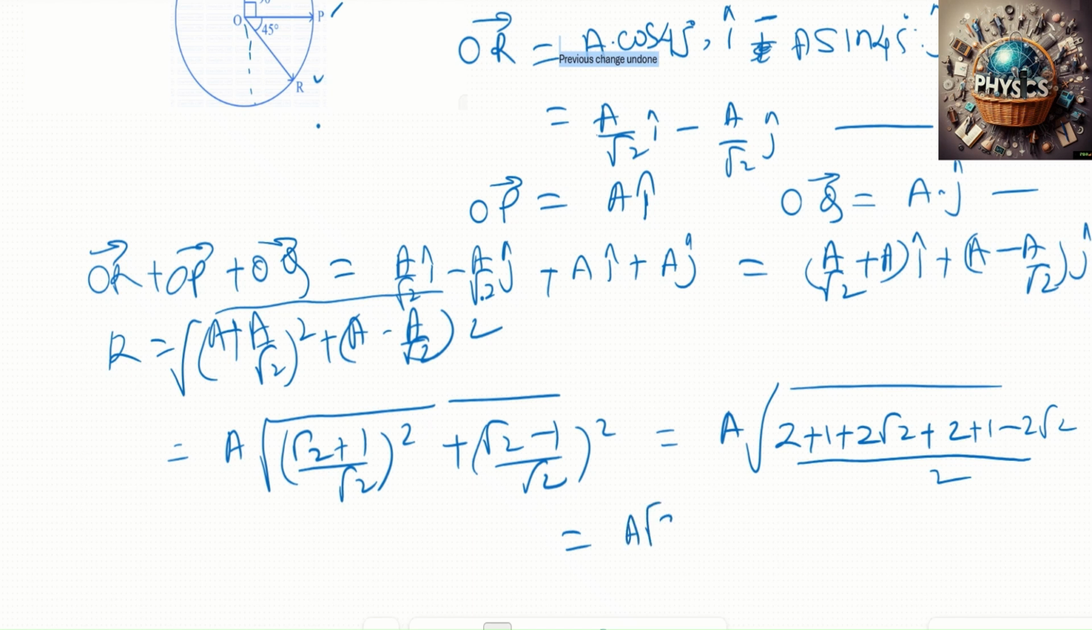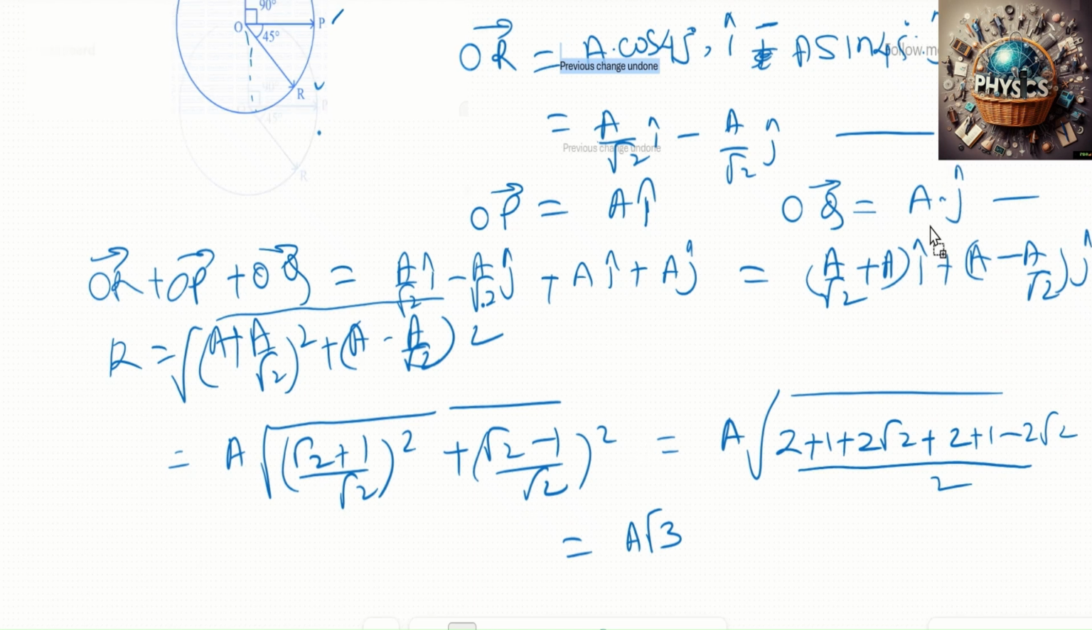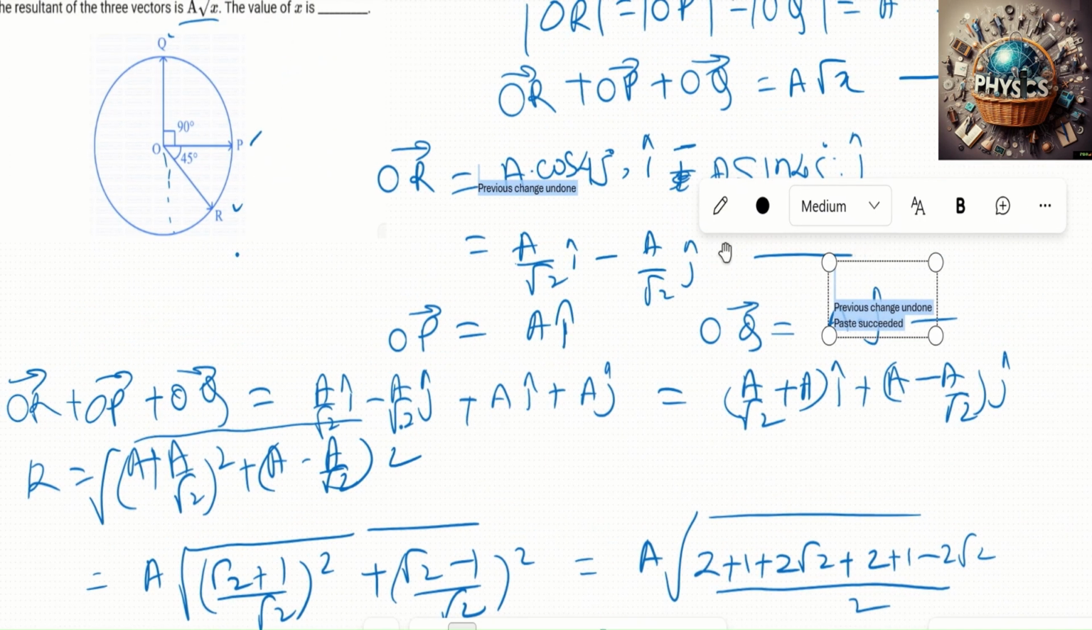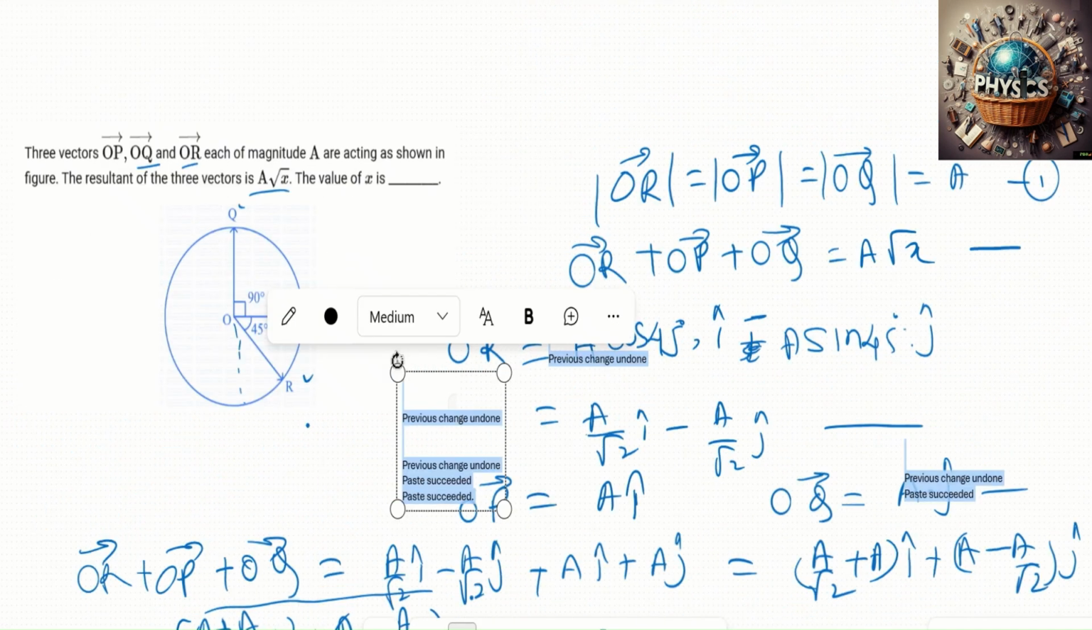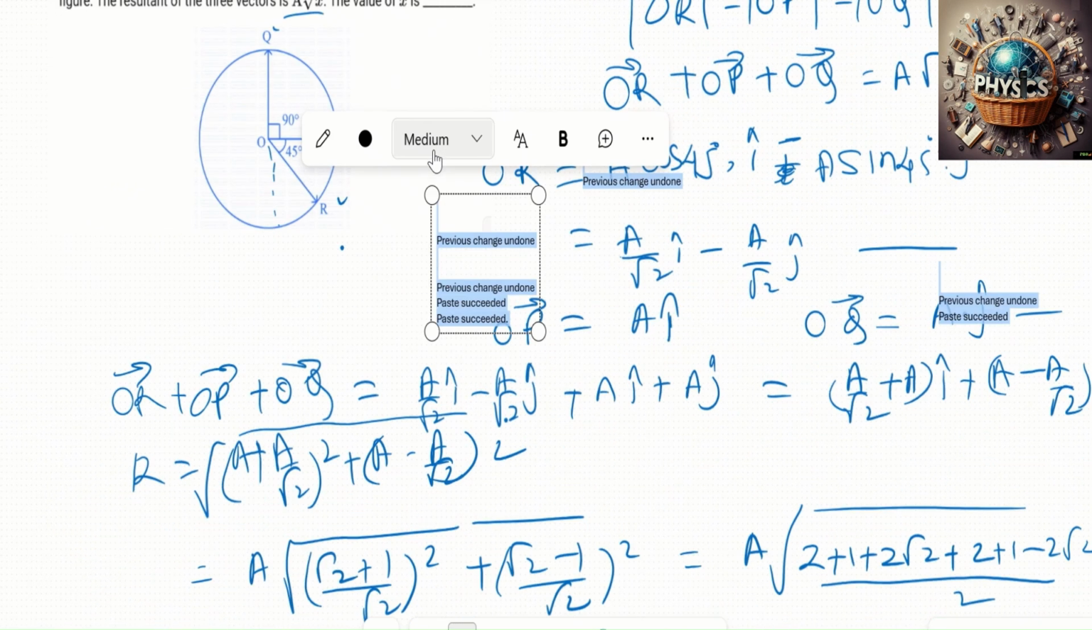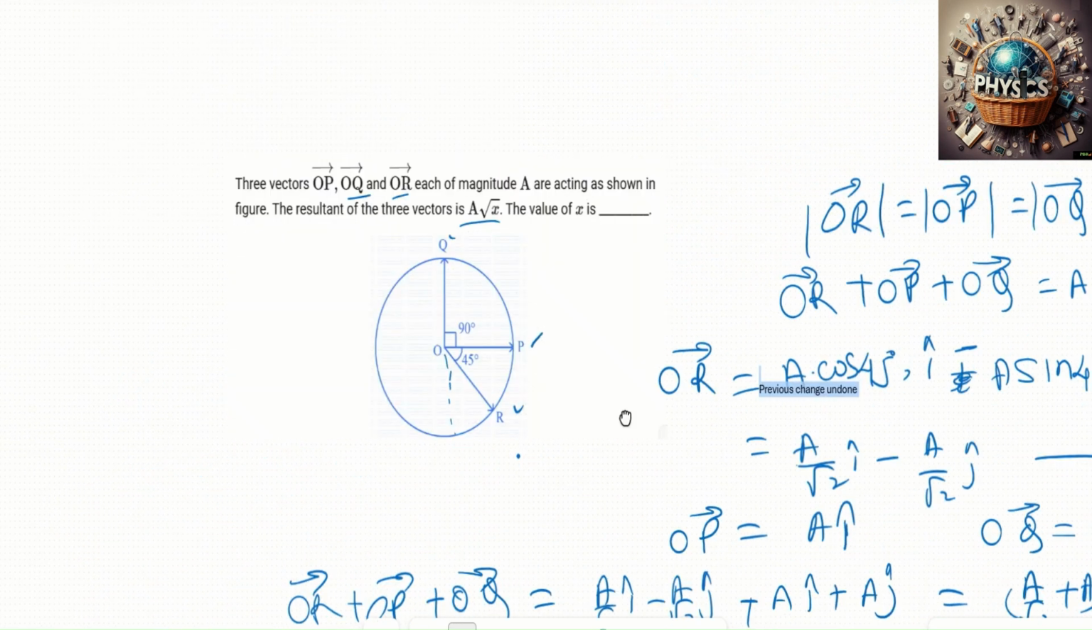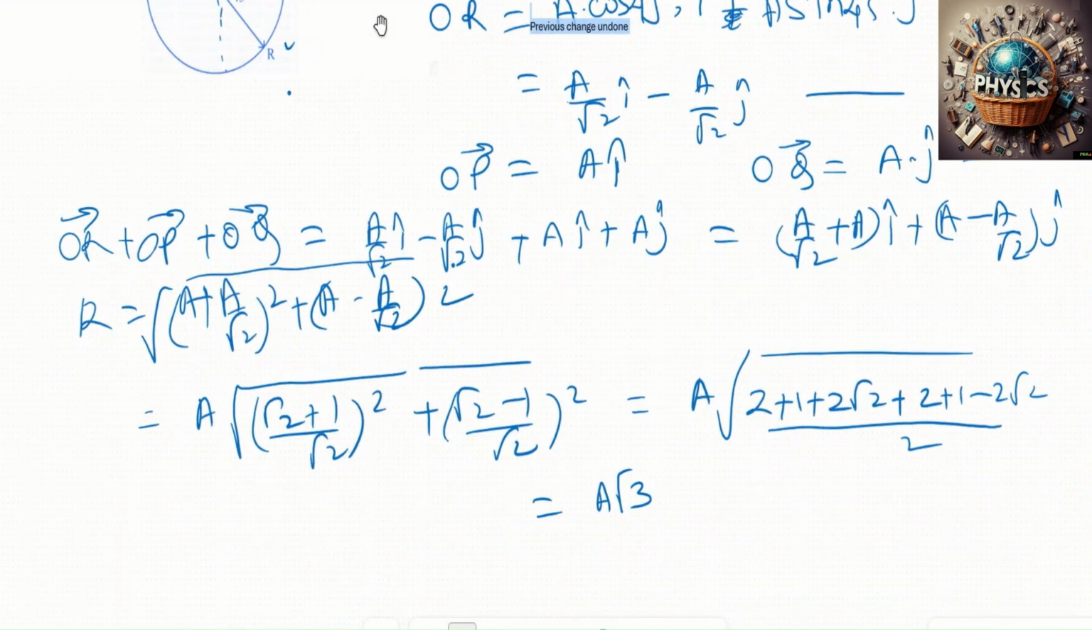So A root 3. And we have been asked to find the value of x, right? So A root x is already known. So it means that A root x equals A root 3. So x is equal to nothing but 3.